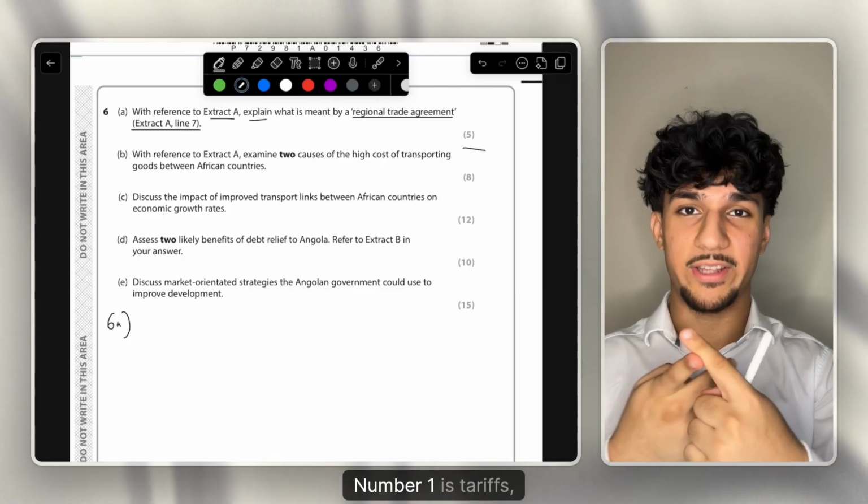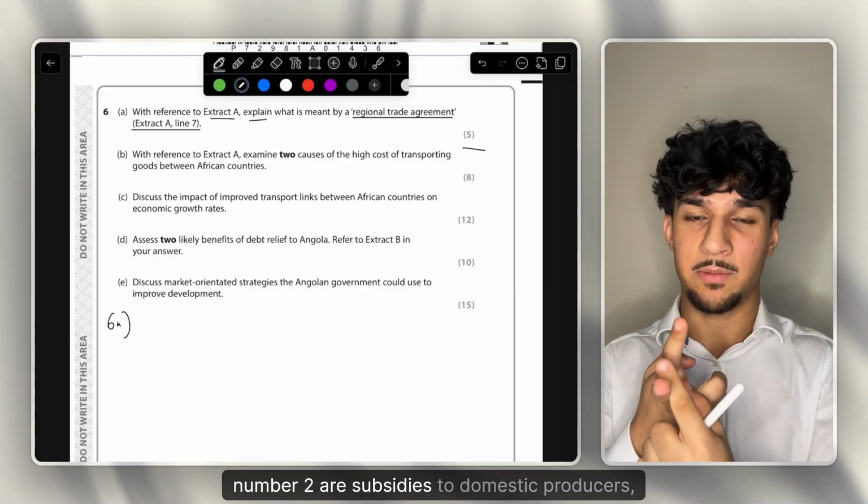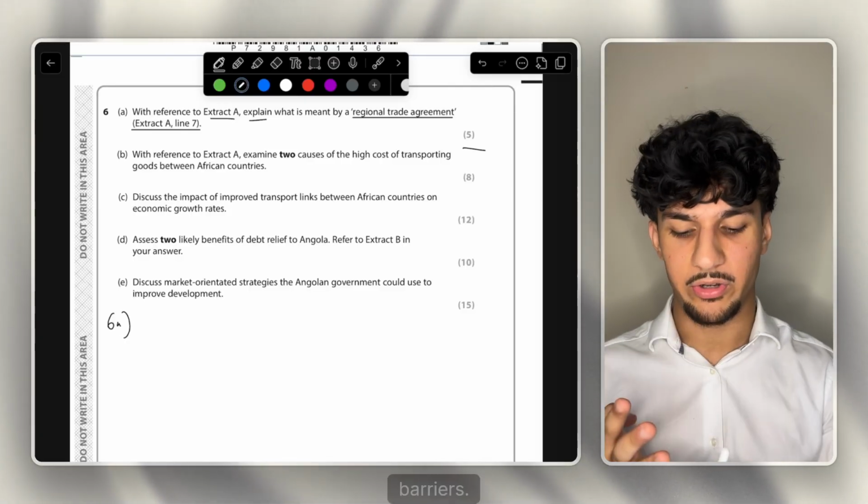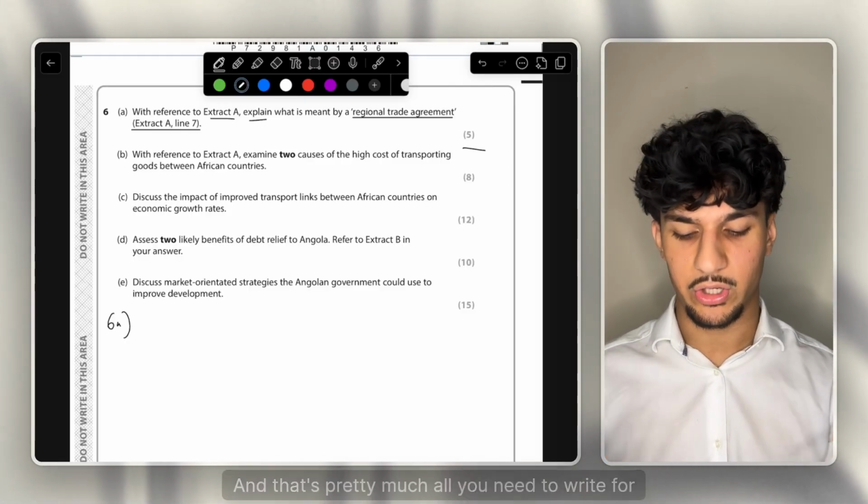The barriers to trade would actually pick you up the marks here. Number 1 is tariffs. Number 2 are subsidies to domestic producers. Number 3 are quotas. And number 4 are non-tariff barriers. And that's pretty much all you need to write for the knowledge marks.